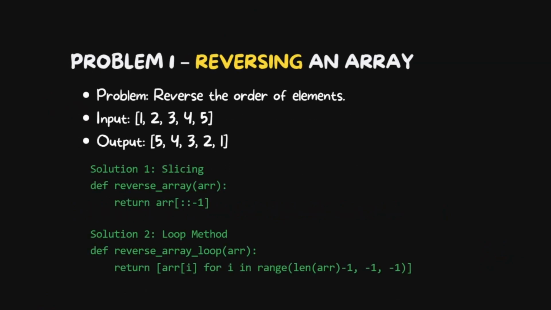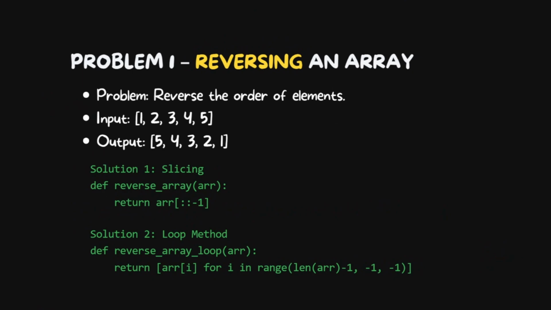The first problem is to reverse the elements of an array. For example, if the input is a list containing 1, 2, 3, 4, and 5, the output should be a list containing 5, 4, 3, 2, 1, which is the reversed form of the input. So the goal is to rearrange the array so that the first element becomes the last, the second becomes the second last, and so on. This operation is widely used in algorithms, especially when processing data in reverse order.